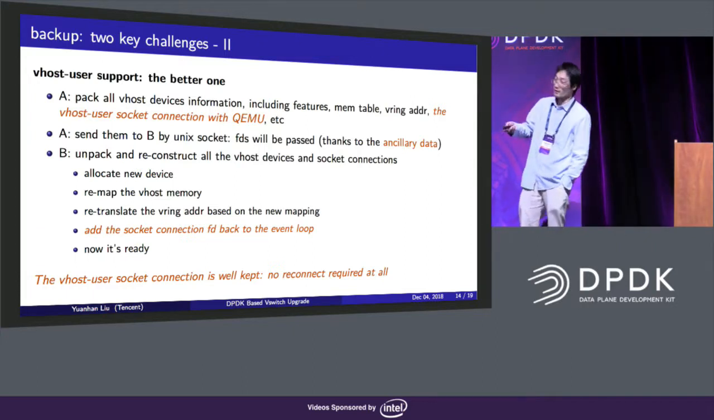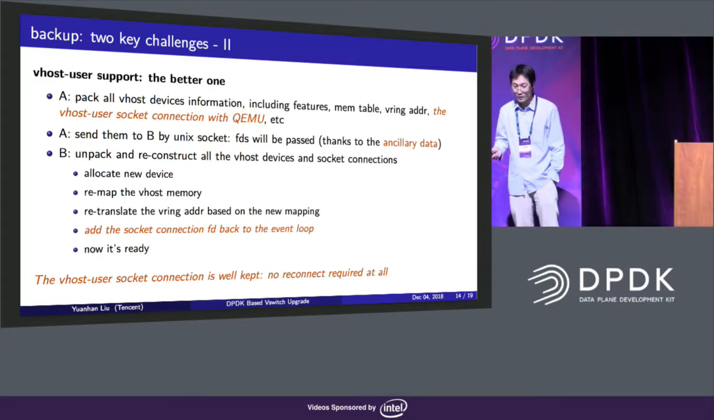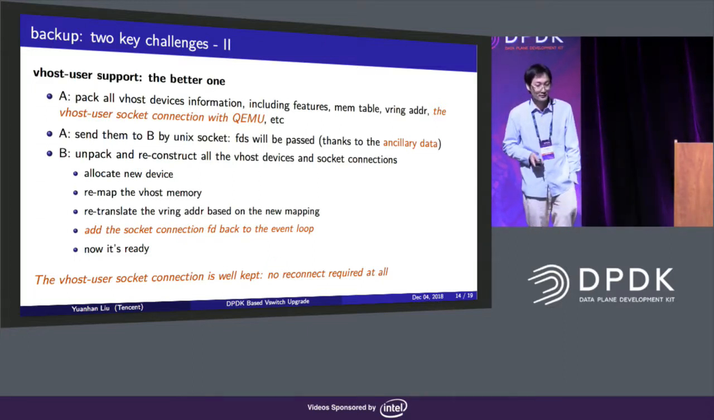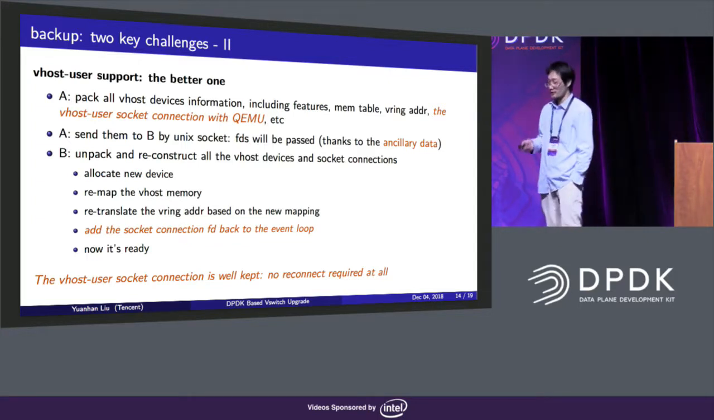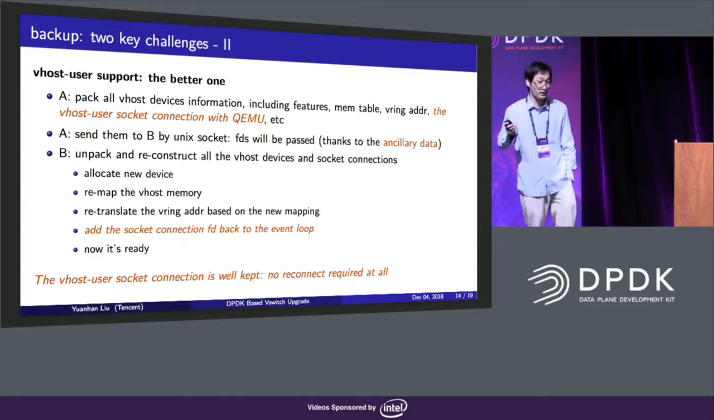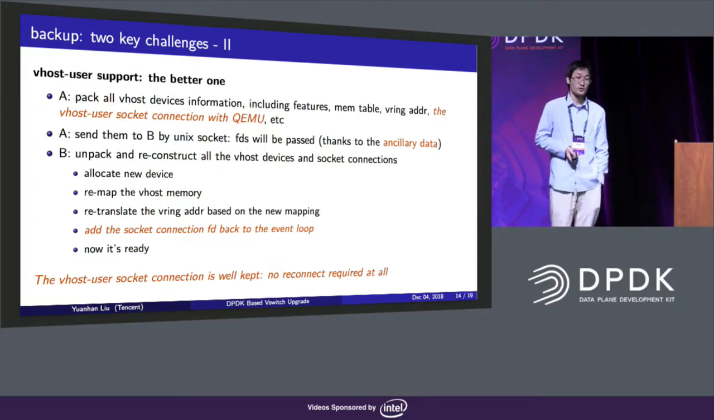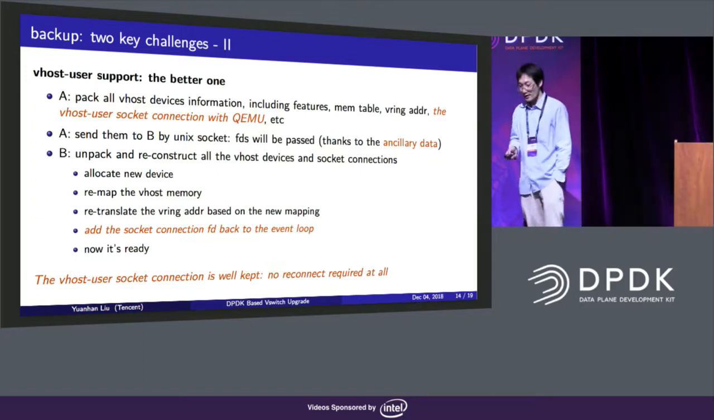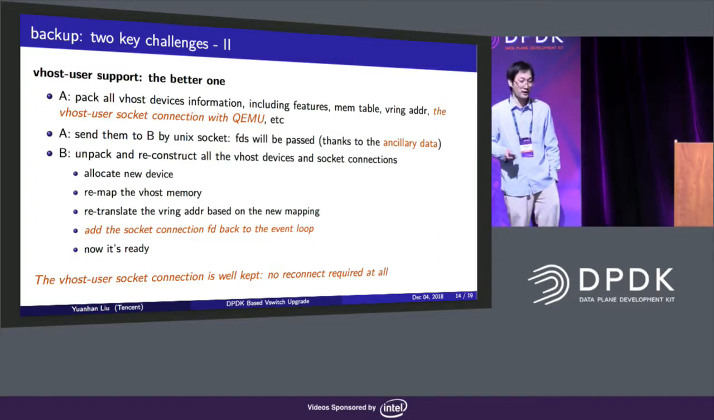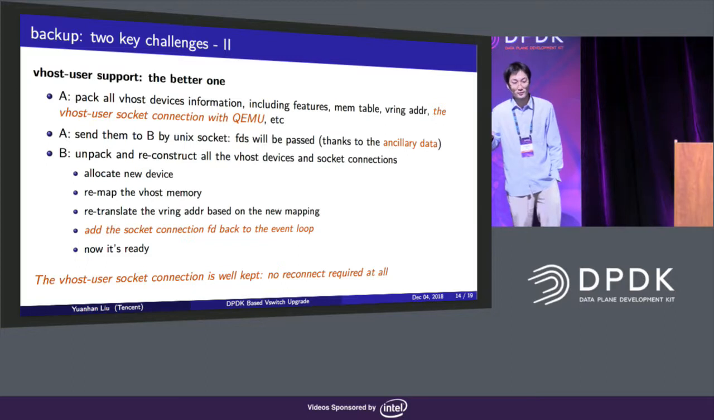So assume we have two processes. A is the old one, B is the new one. So for the old one, we pack all vHost devices information, including the negotiated features, memory table, vrings, all that kind of stuff, and also including the vHost user socket connection with QEMU. And then we send all of them to B by Unix socket. And one important thing here is the file descriptors will also be passed thanks to the ancillary data.